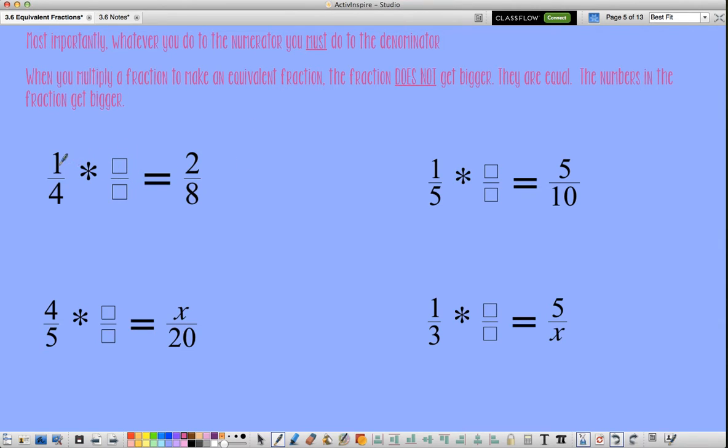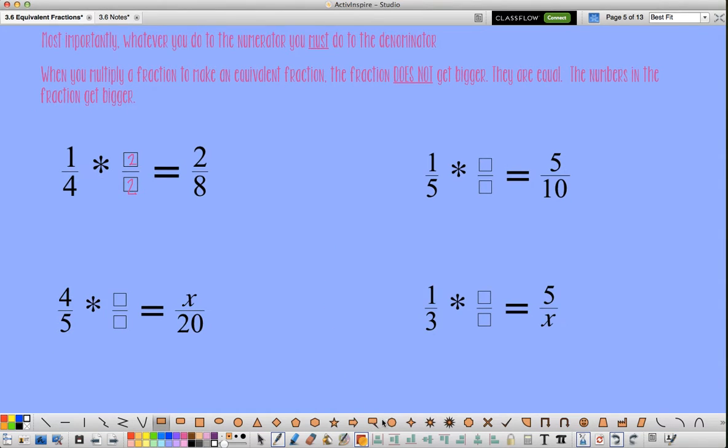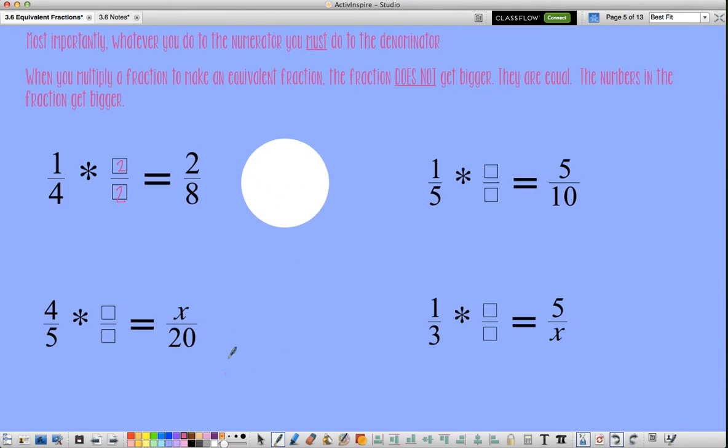So let's look at what's happening here. I have 1/4 times something equals 2/8. Well, I know that something has to be 2 over 2 because 1 times 2 is 2 and 4 times 2 is 8. So I'm multiplying by the same thing on top and on bottom. So let's take a circle, and I will use my drawing tool here. So we have a circle and we split it into fourths.